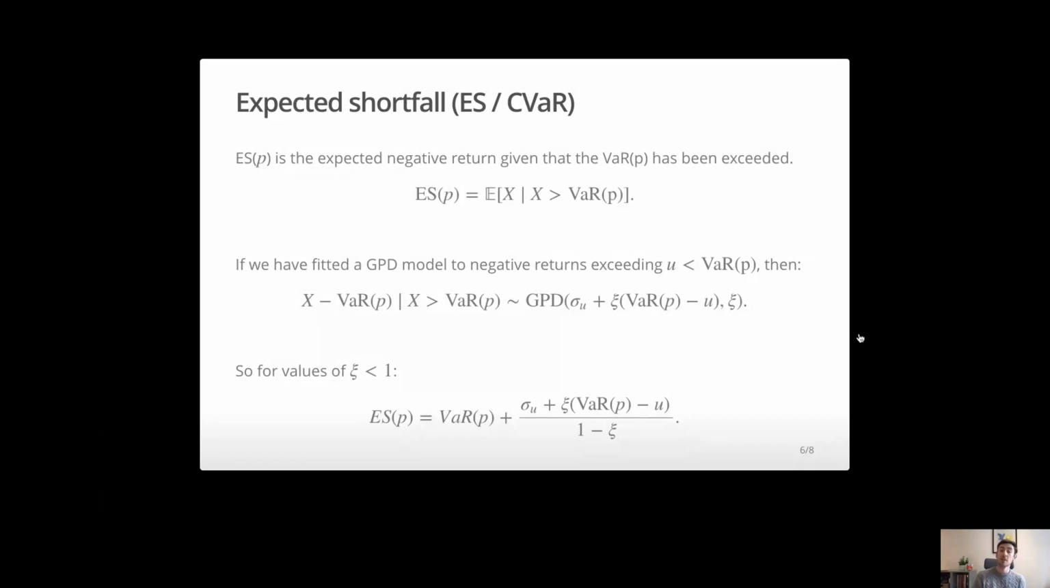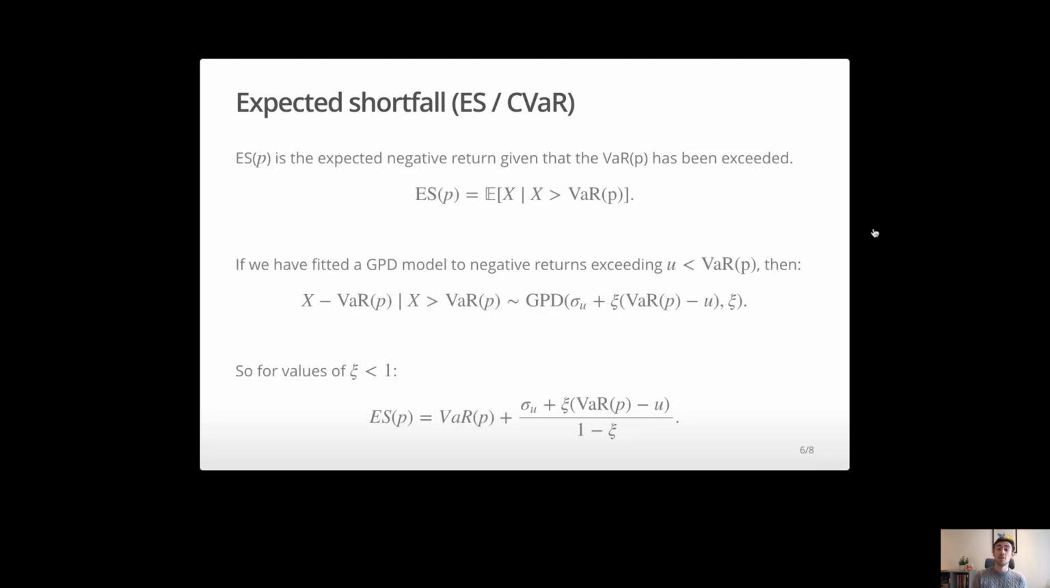So moving on to our second metric now, we're going to consider the expected shortfall, which is also known as the conditional value at risk. What this quantity gives us is the expected negative return, so the expected size of our loss, given that the value at risk has been exceeded. So if we know we're in a big loss situation, how big is our loss going to be? And this is exactly a conditional expectation, where the conditional distribution is of x, given that x is greater than the value at risk.